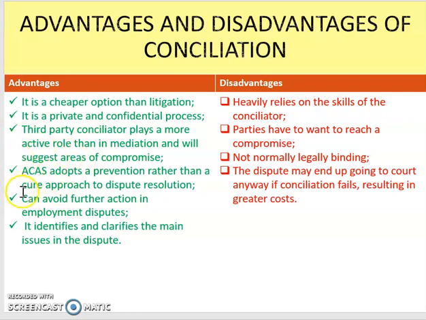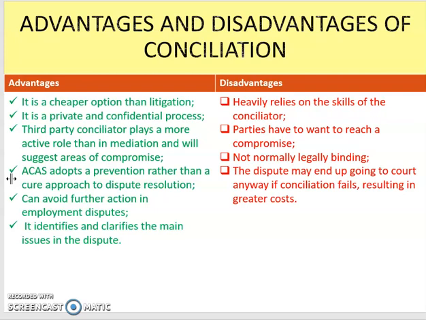ACAS, which is the body that is used in a lot of industrial disputes, adopts a prevention rather than cure approach. So ACAS actually provides a lot of advice to employers on how they can avoid disputes from arising in the first place. And that's got to be a good thing. So, giving suggestions for policies and things like that is going to avoid maybe accusations of discrimination and things like that. So, avoidance is always going to be better than ending up in a dispute.